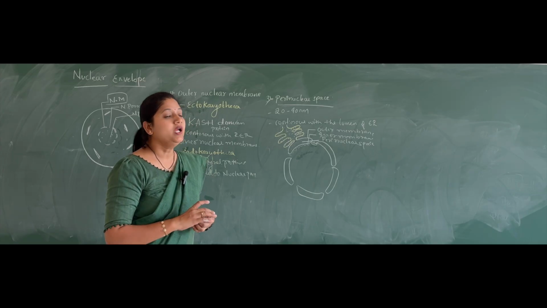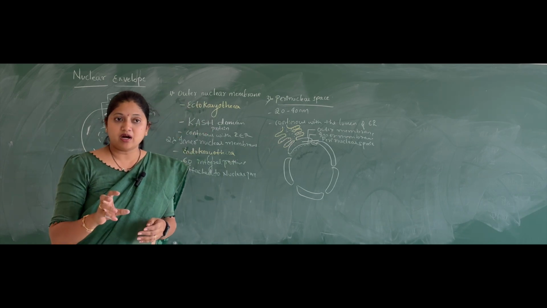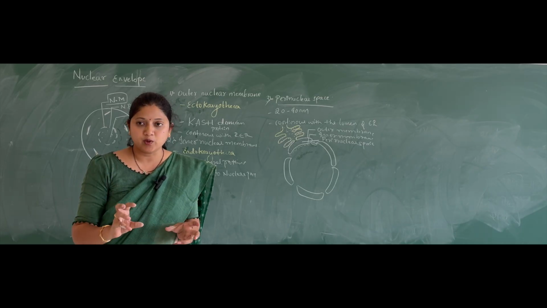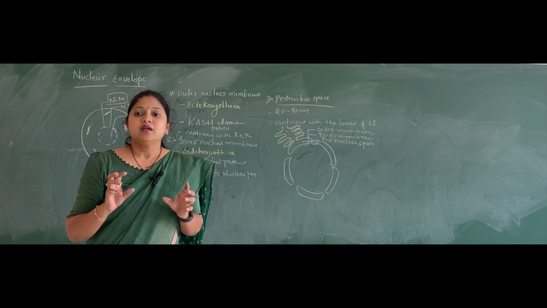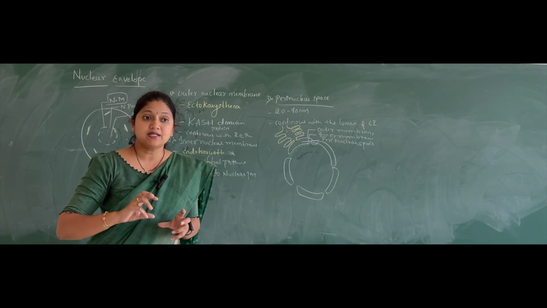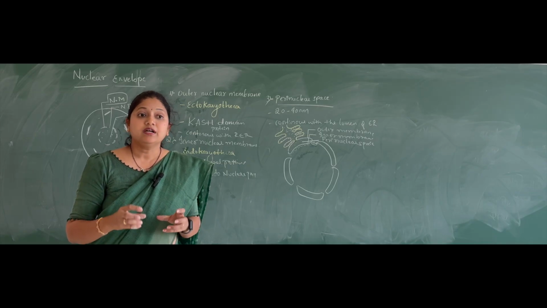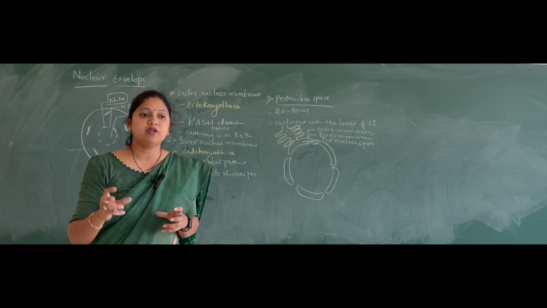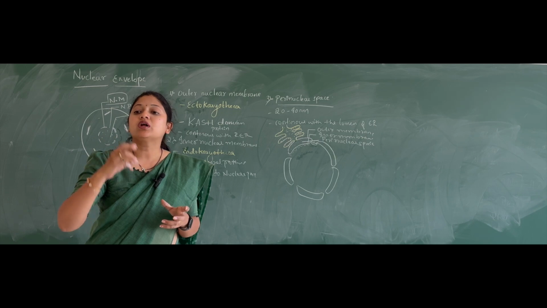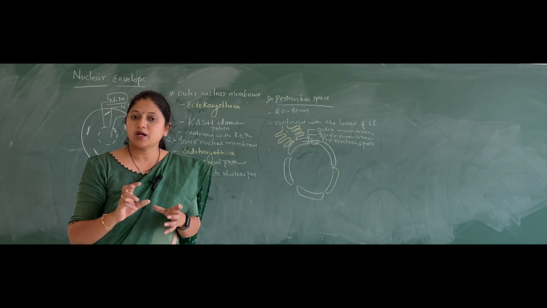So clear? Nuclear membrane is majorly a protective covering around the nucleus which separates the nucleoplasm and the cytoplasm. It is also helping in the bidirectional movement of molecules in and out of the nucleus. Since there are nuclear pores present, it is facilitating the movement of the molecules across the nuclear pores.